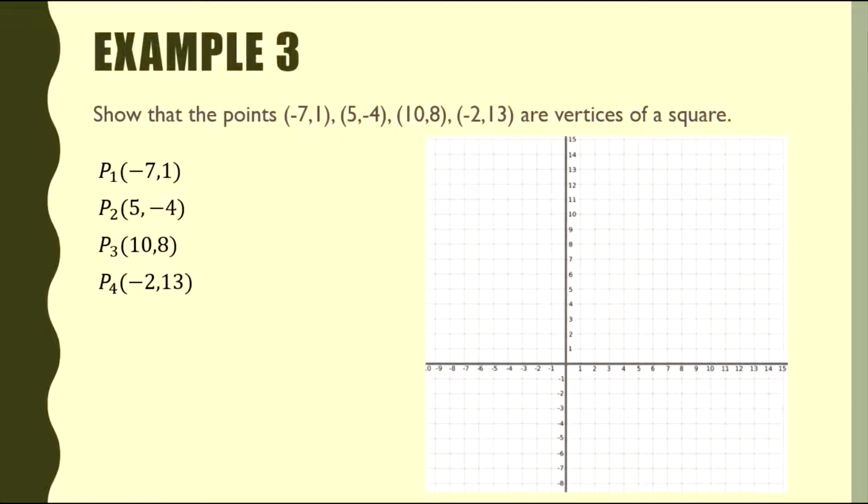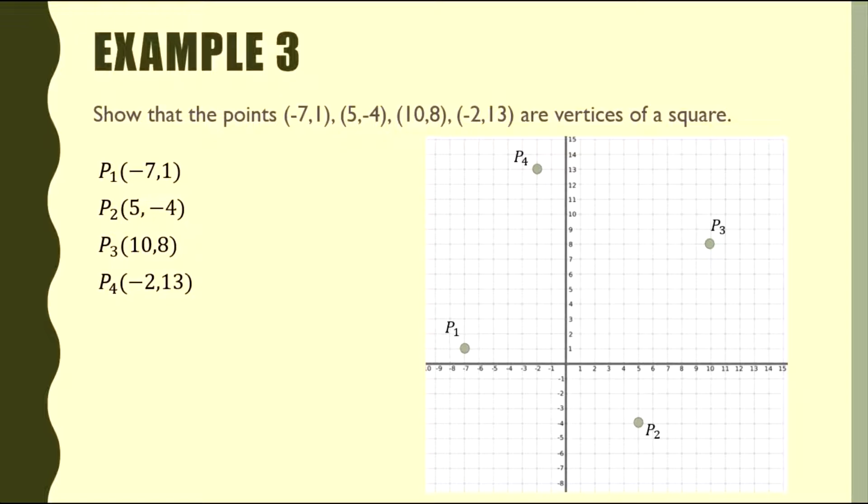Next, we are going to plot these points in our Cartesian plane. The first point, (-7, 1). The second point, which is (5, -4). And the third point is (10, 8). And the fourth point is (-2, 13).